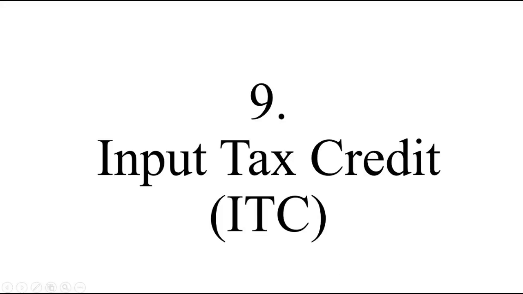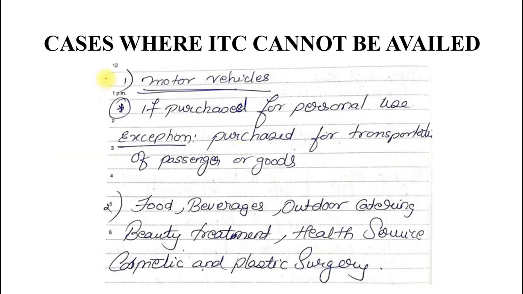Okay, now the last topic that needs to be covered is based on input tax credit, also known as ITC. So cases where ITC cannot be availed. This is what you need to remember. Meaning, see, there are 8 to 10 cases which you need to remember. Other than that, for the rest, ITC is available.